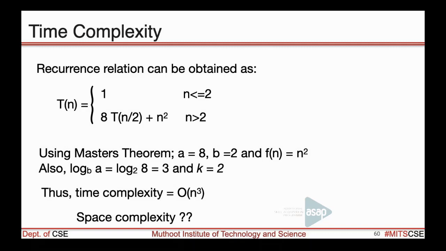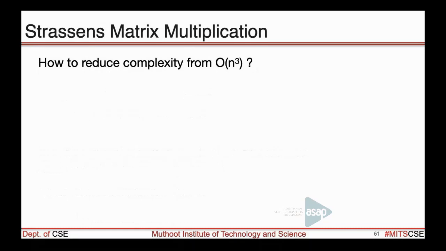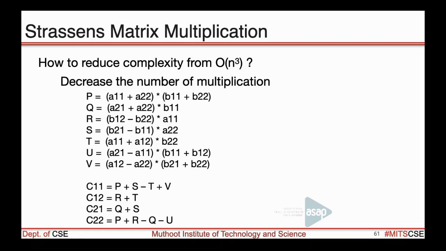Strassen was a scientist who actually thought of how to reduce the complexity from order of n cube, and he came up with an interesting proposal. How to reduce the complexity? By reducing the number of multiplications. He came up with a solution like this: if you can find out P, Q, R, S, T, U, V, then you can find out the terms C11, C12, C21, and C22 using these particular formulas.